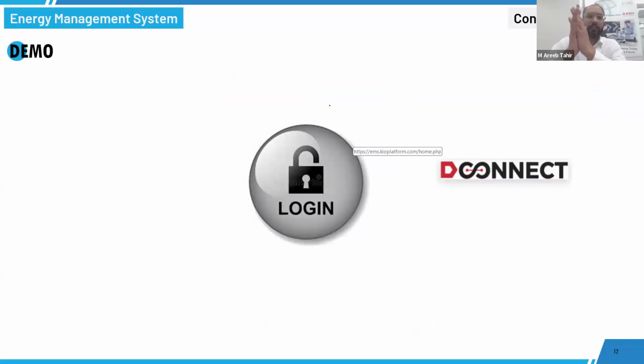Before moving on, we have two platforms which we offer. One platform is from Clemson, known as KIO. We have another platform, which is Deconnect. This is a platform which we developed in Saudi. I will show you both of these platforms.